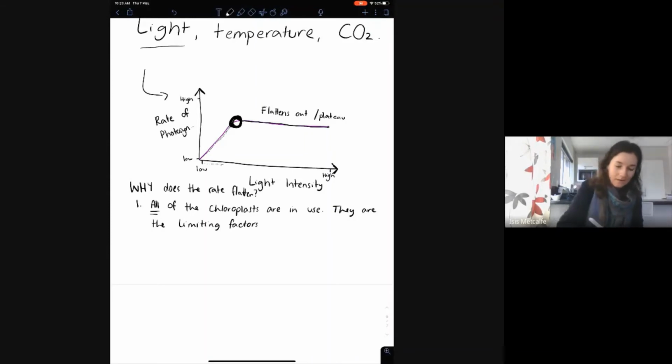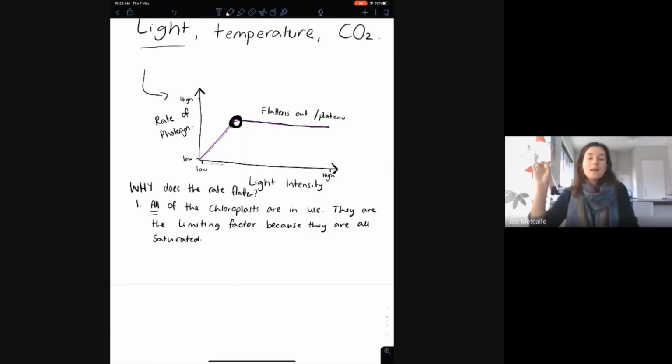They are the limiting factor. No, we don't want an S. They are the limiting factor because they are all saturated. Saturated means like full. Okay, so that's our first reason why we see this flattening out. And we don't see a decrease in the rate of reaction. It's just steadily happening now at a constant rate.